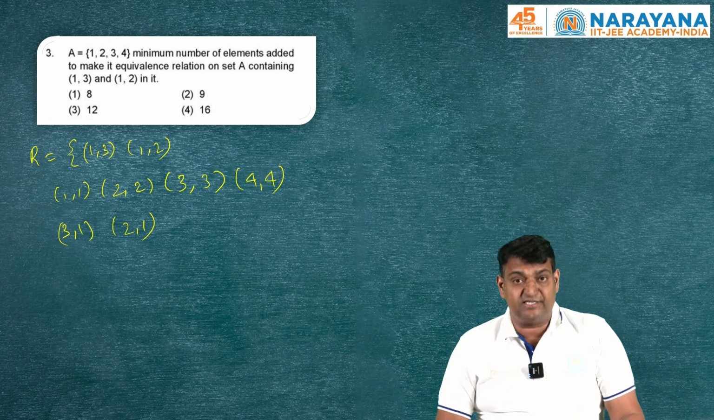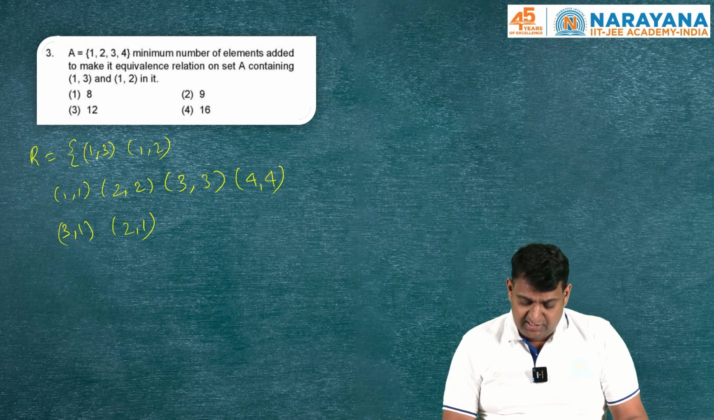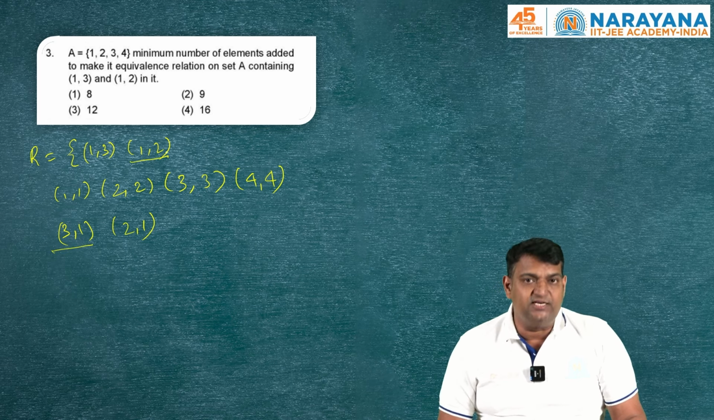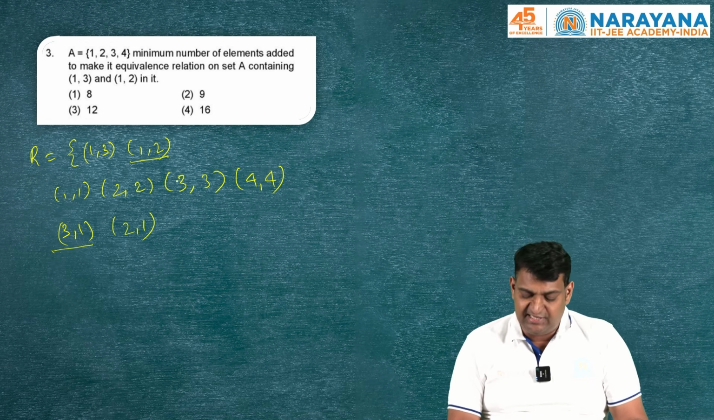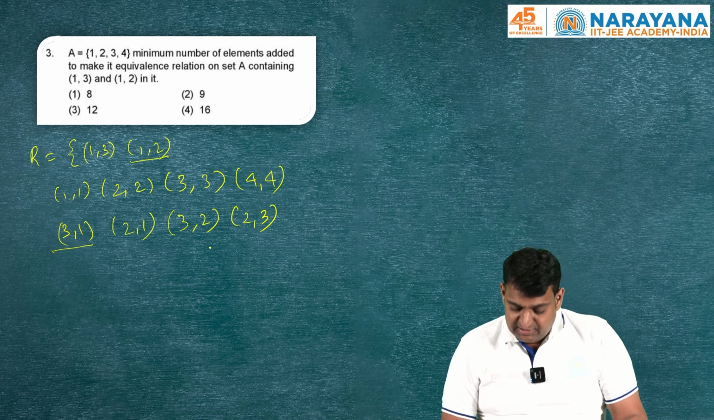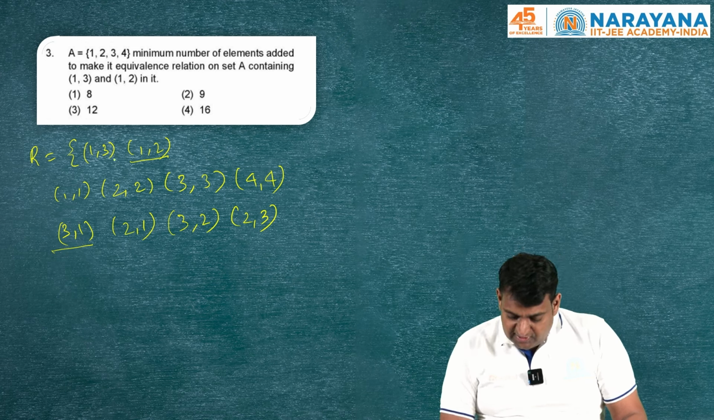Now let us check whether it is transitive or not. For transitive: (1,3) starting with 3, (3,1), so (1,1) is there. (1,2) starting with 2, (2,1), so (1,1) is there. Observe that (3,1), (1,3) gives (3,3), which is there. (3,1), (1,2): observe that (3,1), (1,2) is there, but I can't see (3,2). So to make it transitive, we need (3,2). But as soon as I take (3,2), to again make it symmetric, we need (2,3). Now check it: (2,1), (1,3), (2,3).